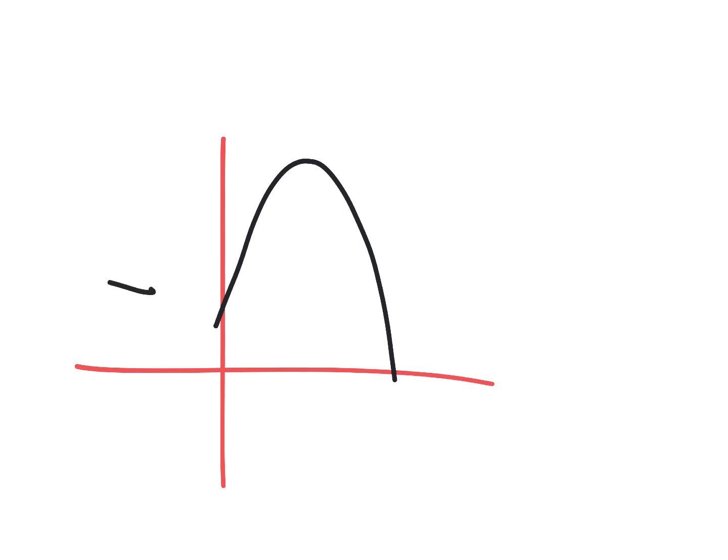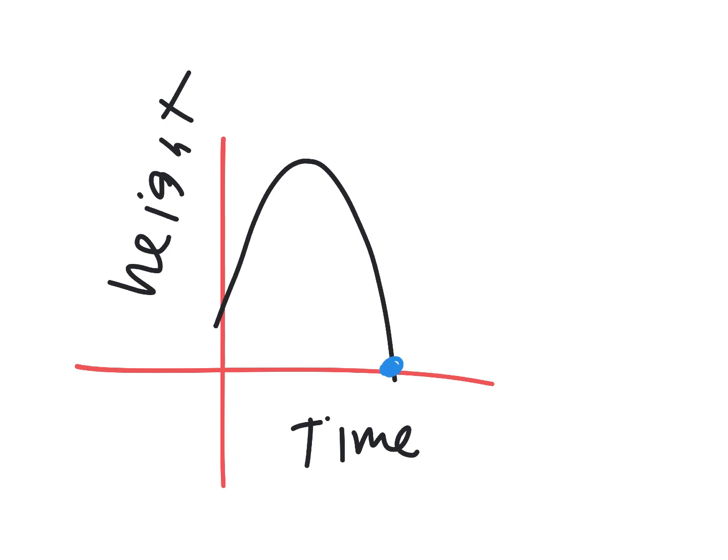All right, so this is the height, and this is time. This is one of the hardest things to get across to you. That blue dot there, that is a when. That's not a where. The ball is on the ground at a certain time.